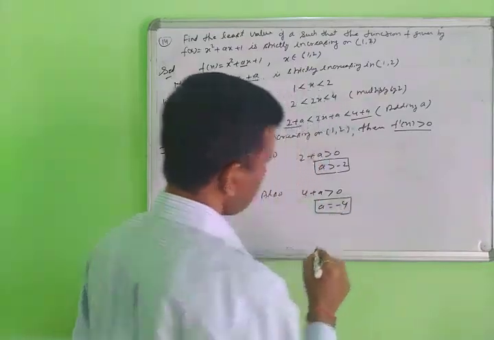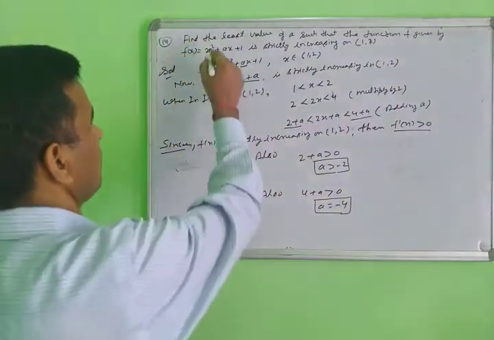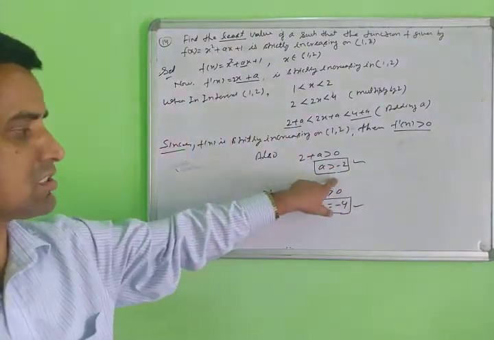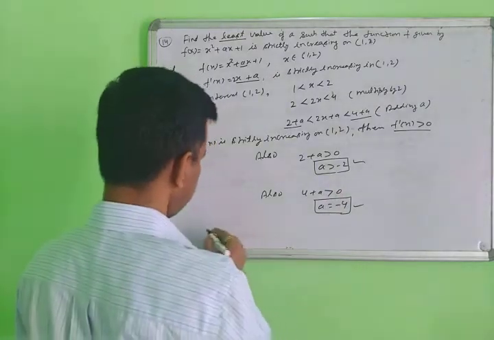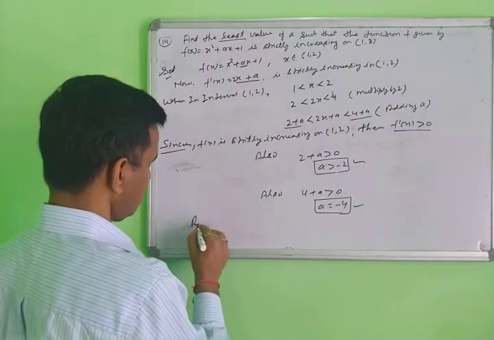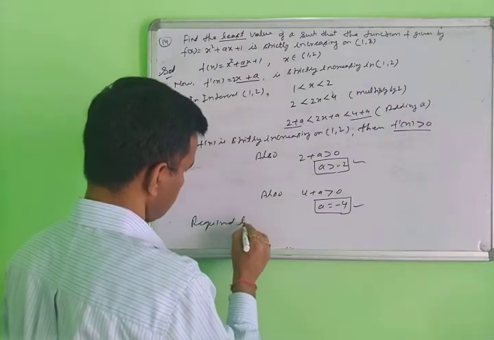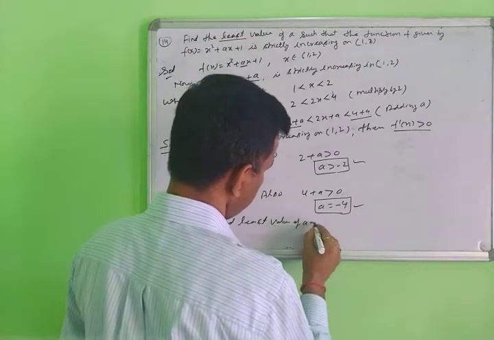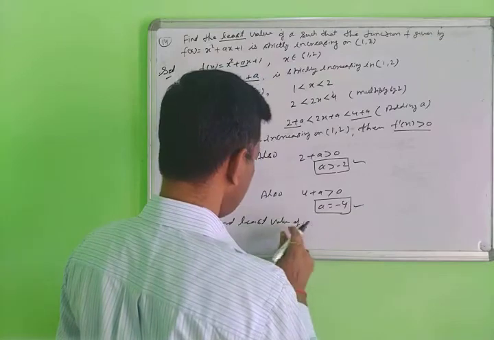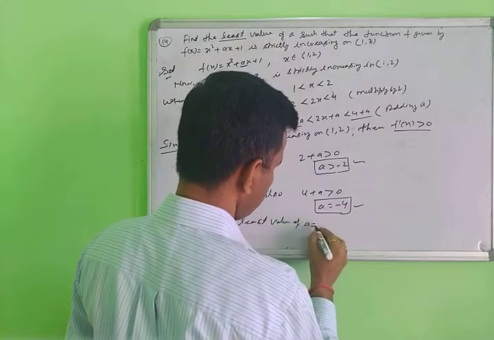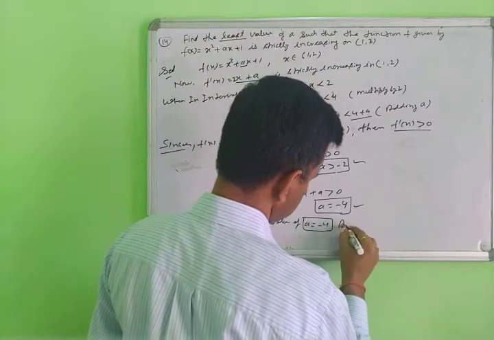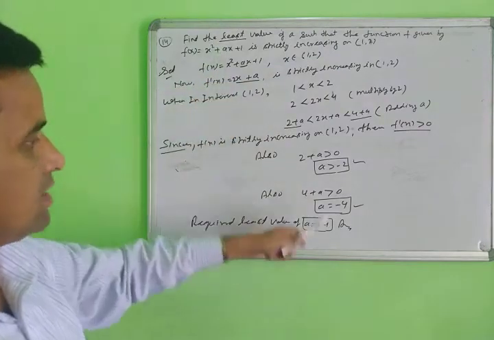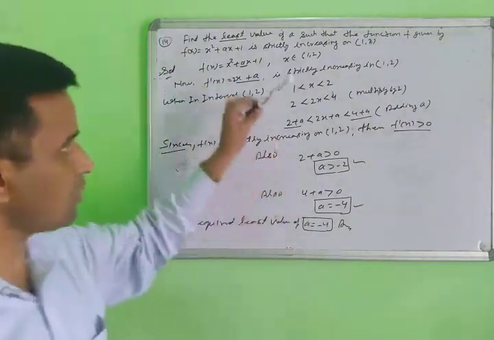That means the value of a here. We have to find the least value. What is the least value? You check both values, which is least. This is the least value, this is not least. Least value here, a equal to minus 4. So the required least value of a equals minus 4. This is your answer. In this function the value of a is minus 4. You will solve in this way.